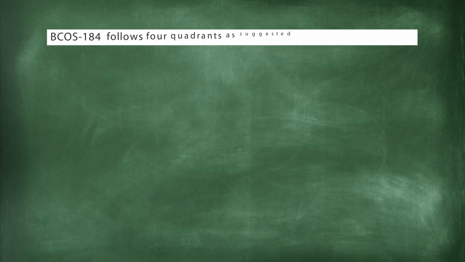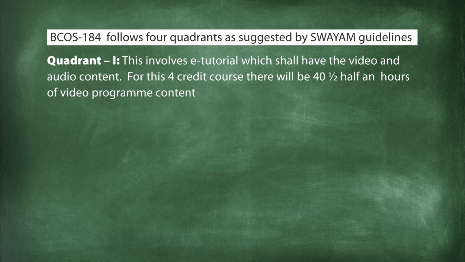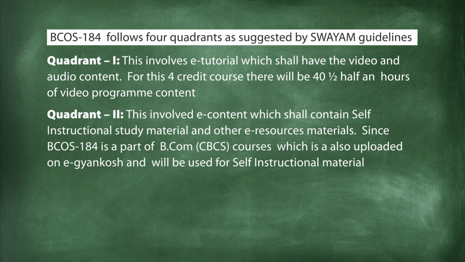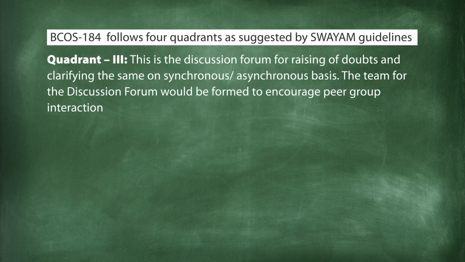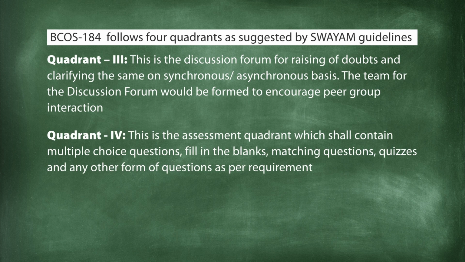If you talk about the pedagogy vis-a-vis the SWAYAM guidelines, we have bifurcated it into quadrant 1, quadrant 2, quadrant 3 and quadrant 4. Quadrant 1 talks about the video tutorials, which could be half an hour each. Quadrant 2 talks about self-learning material, or rather the self-instructional material. Quadrant 3 talks about the discussion forum for raising doubts and clarifying them, on a synchronous and asynchronous basis; a team for the discussion forum would be formed to encourage peer group interactions. And finally quadrant 4, the assessment quadrant, shall contain MCQs, fill in the blanks, matching questions, quizzes and any other form of questions as per the requirement.